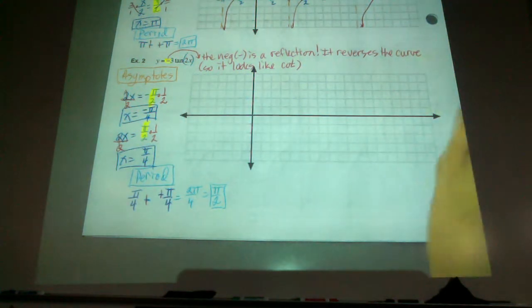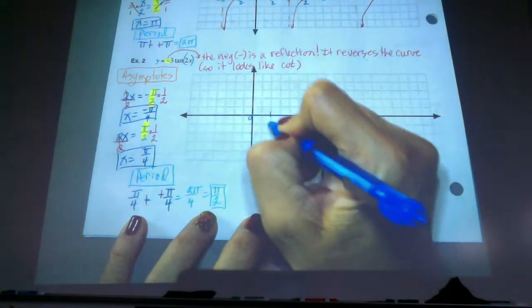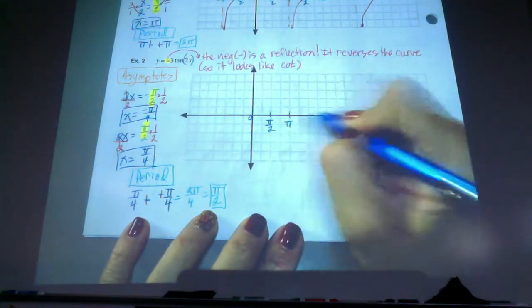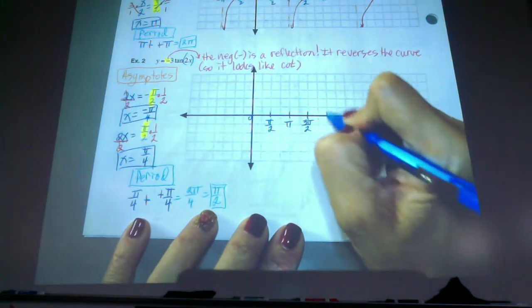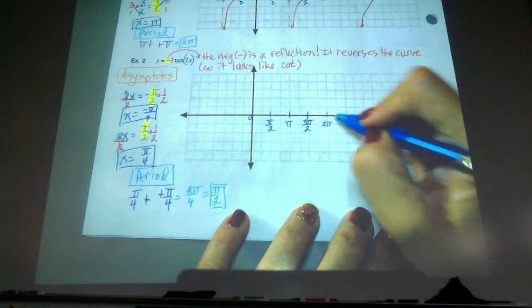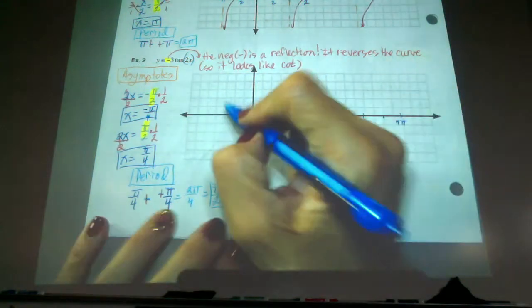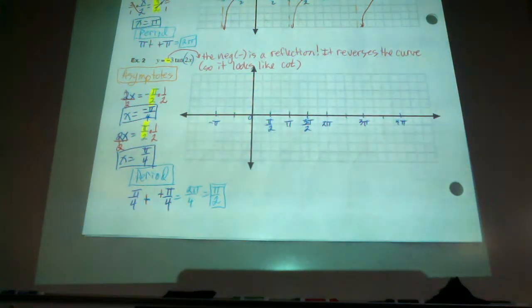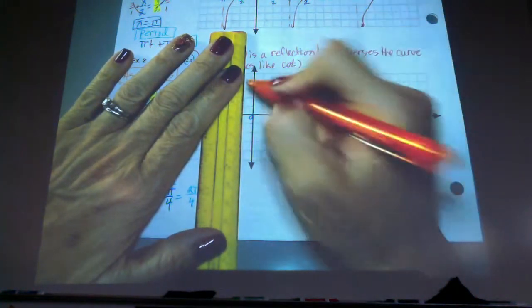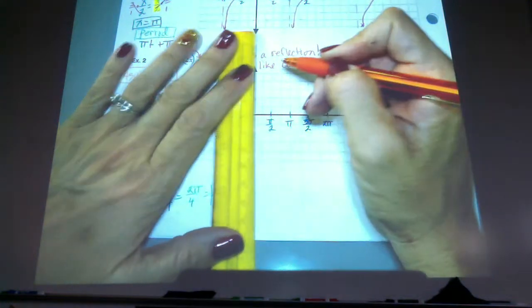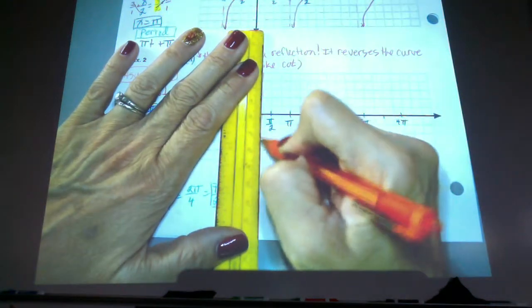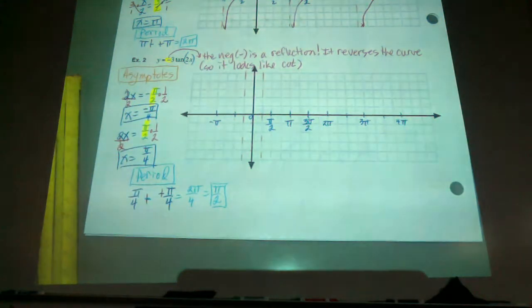So look what happens. I'm going to use the same increments as before. 0, pi over 2, pi, 3 pi over 2, and 2 pi. And then every other one. So I've found my new asymptotes. Negative pi over 4, pi over 4. This is going to be fine. Here's negative pi over 4, and here's pi over 4. Don't draw in anything yet other than that.